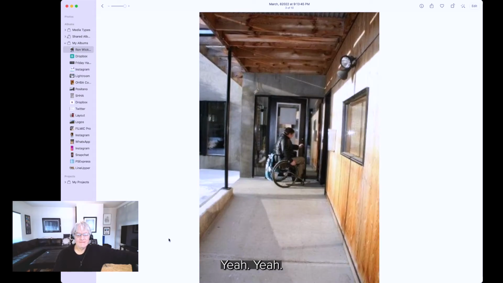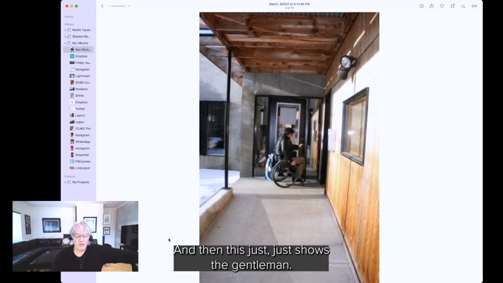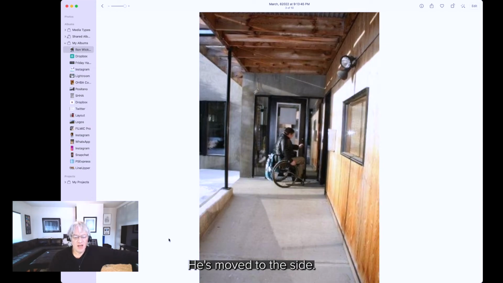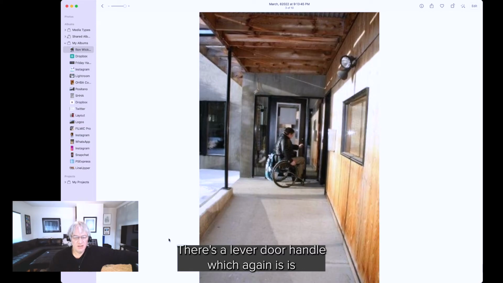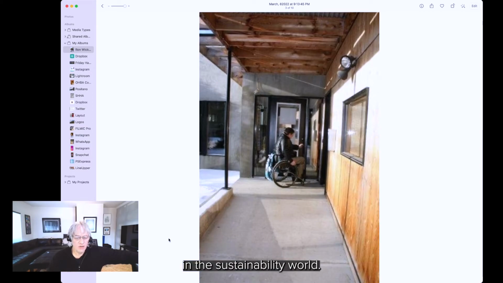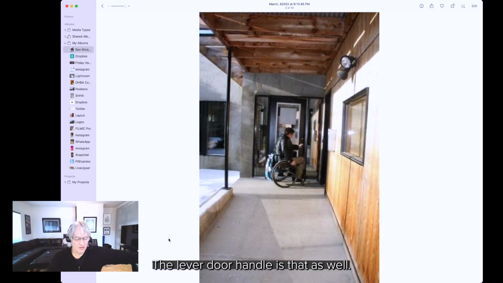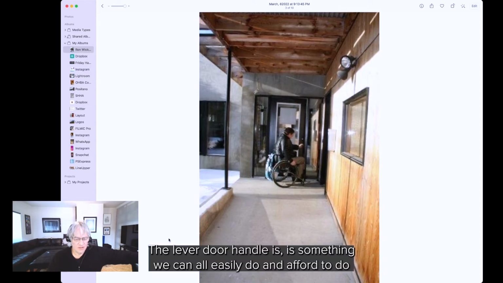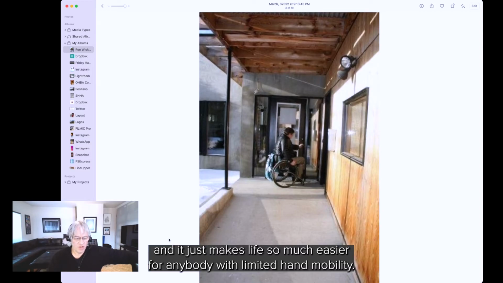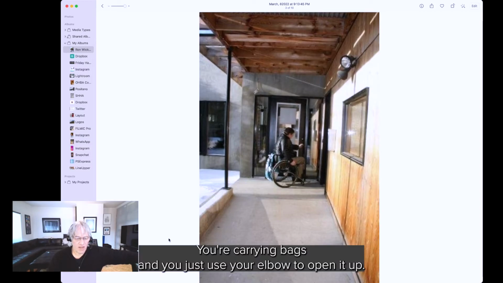Yeah. And then this just shows the gentleman. He's moved to the side. He's approached the door at the side. There's a lever door handle, which again, in the sustainability world, we often talk about the energy efficient light bulb being that easy thing that we can all do. The lever door handle is that as well. It's something we can all easily afford to do, and it just makes life so much easier for anybody with limited hand mobility. If you're carrying bags, you just use your elbow to open it up.